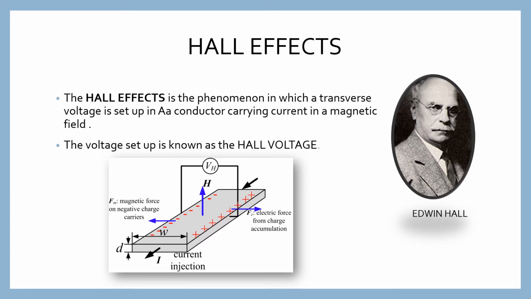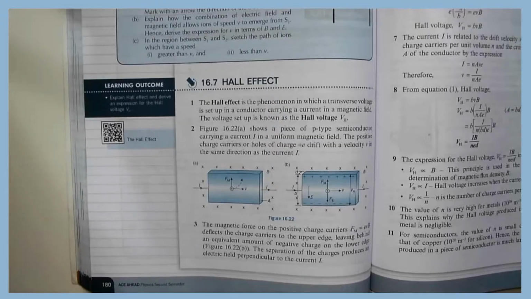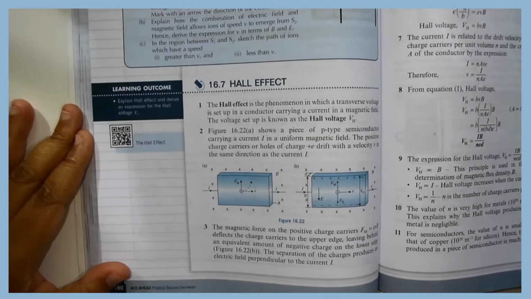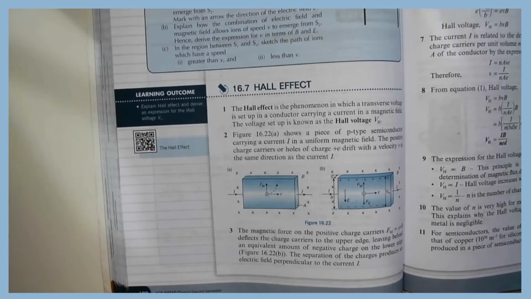The Hall effect is due to the nature of the current in a conductor, and the voltage set up, which is a transverse voltage, is known as the Hall voltage. Today's lesson is about Hall effect. So the learning outcome, as usual, is to explain what is a Hall effect.